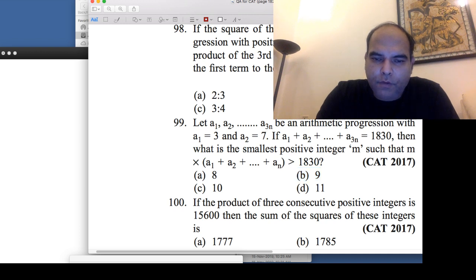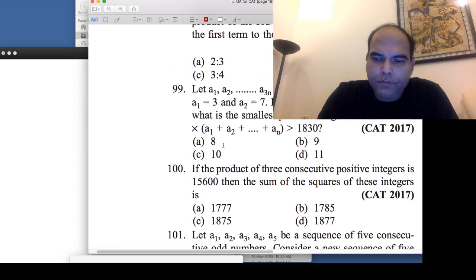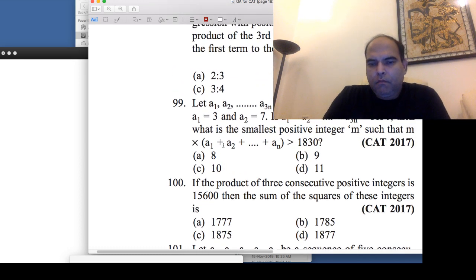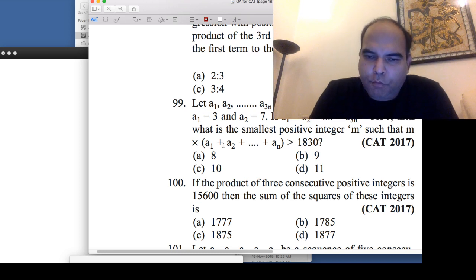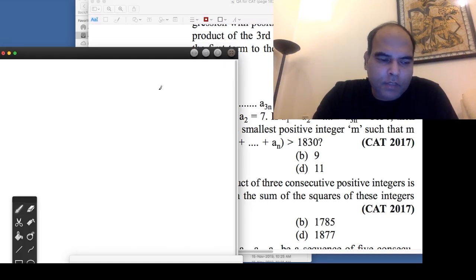So the next question for you is this one, the 100th one. If the product of three consecutive positive integers is 15,600, then the sum of the squares of these integers is. So three consecutive positive integers, product is 15,600.